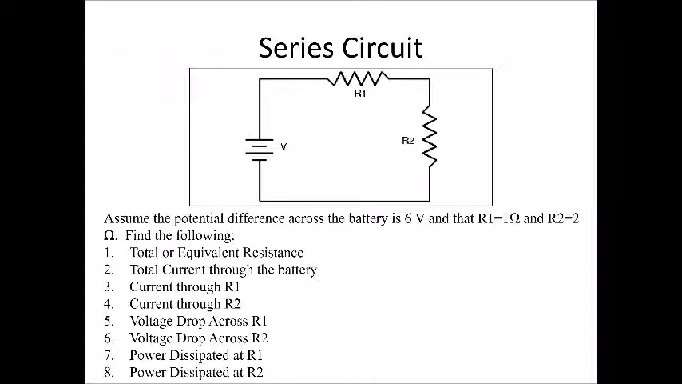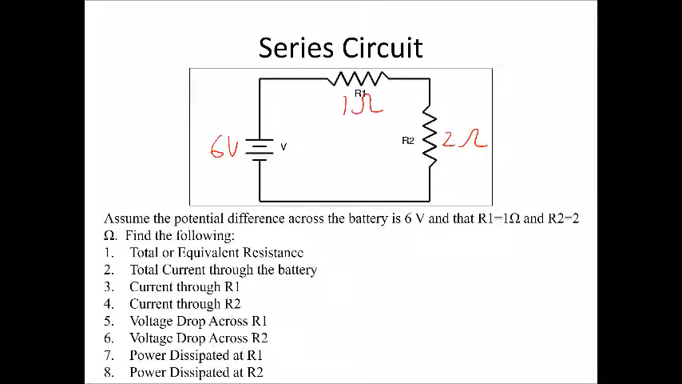We're going to start off with a series circuit, and we're given that the potential difference across the battery is 6 volts. So here's our battery. Resistor R1 has a resistance of 1 ohm, and resistor R2 has a resistance of 2 ohms.